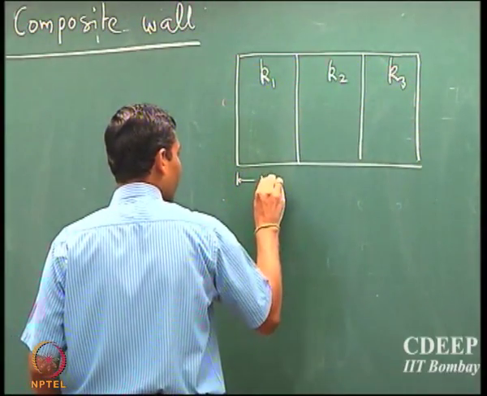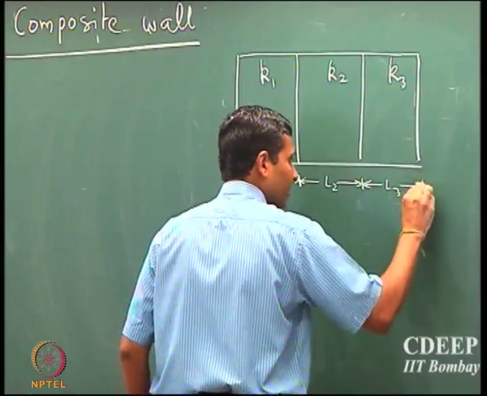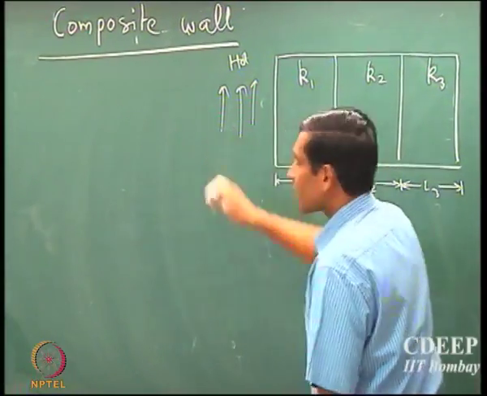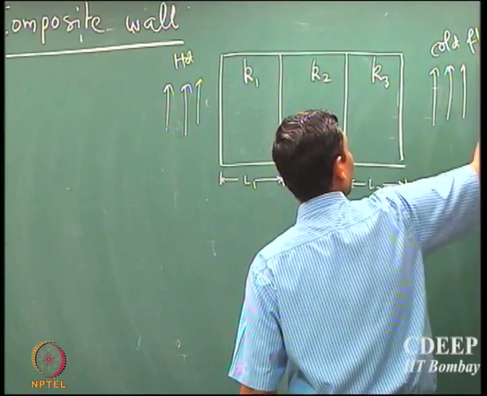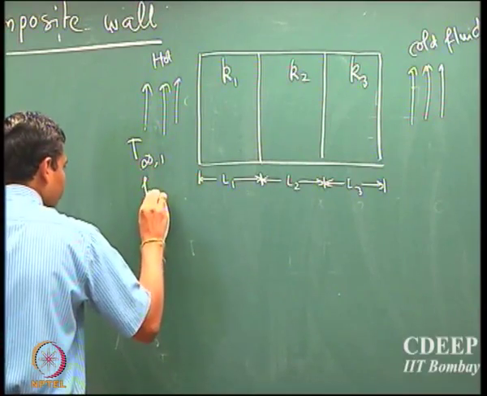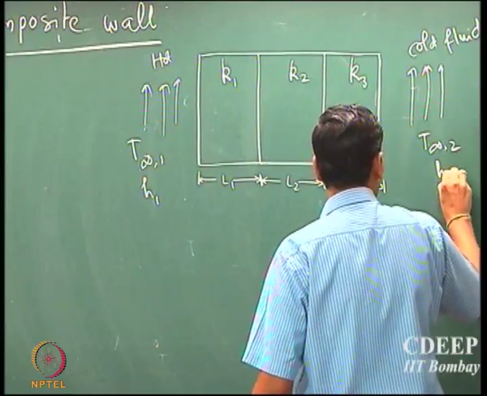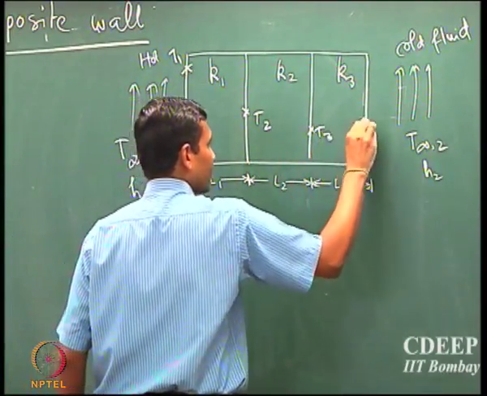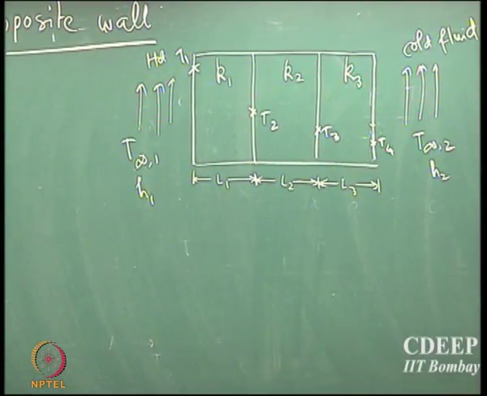If I assume that the length of the first wall is L1, the length of the second wall is L2, the length of the third wall is L3, and I have, let's say, hot fluid flowing before the first wall and a cold fluid flowing after the third wall, and the temperature of the hot fluid is T infinity 1, and the heat transport coefficient for Newton's law of cooling is H1 here, and it is T infinity 2 and H2 on the other side, and I can now specify temperatures T1, T2, T3 and T4. So I can easily read out and draw the resistance network with really minimal effort.